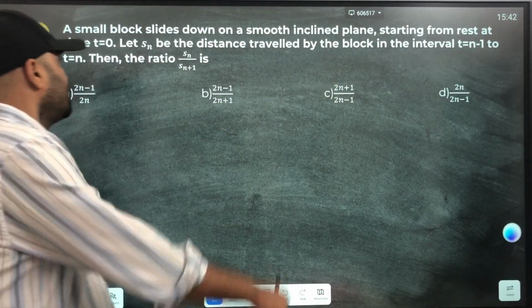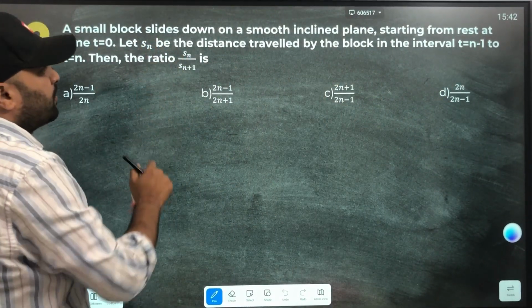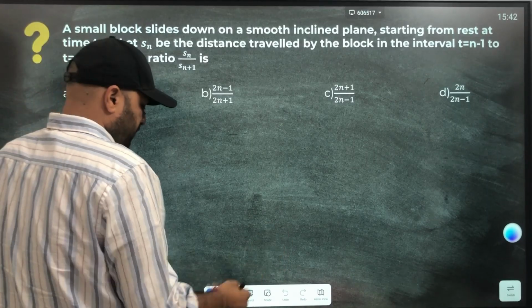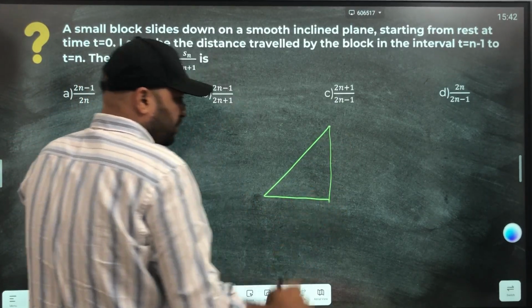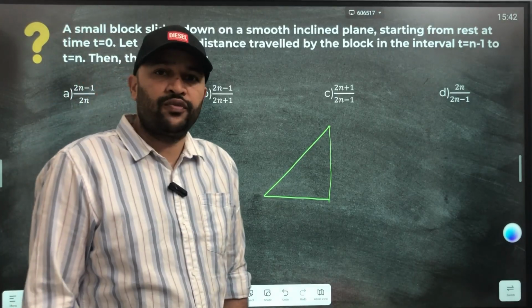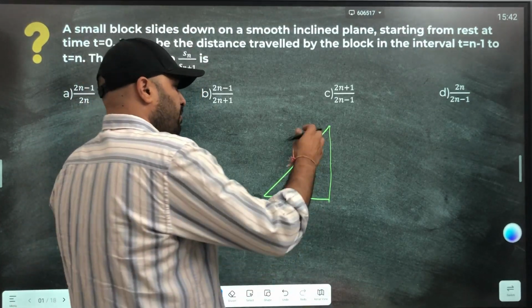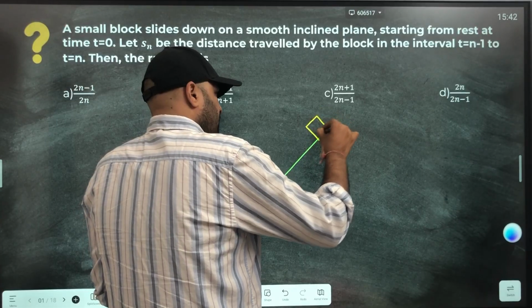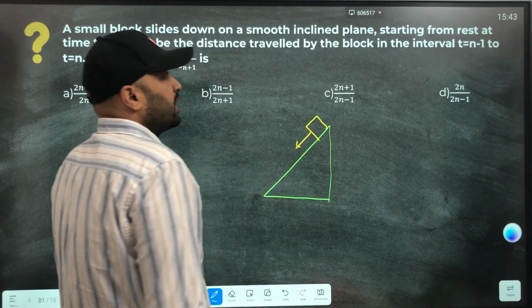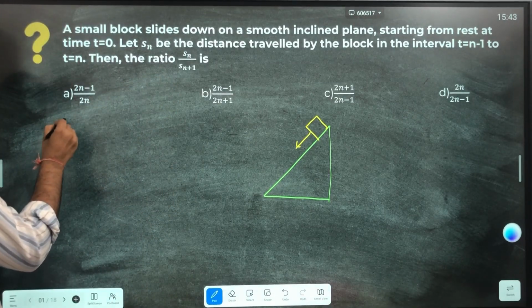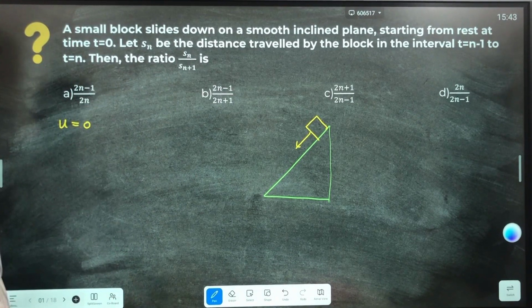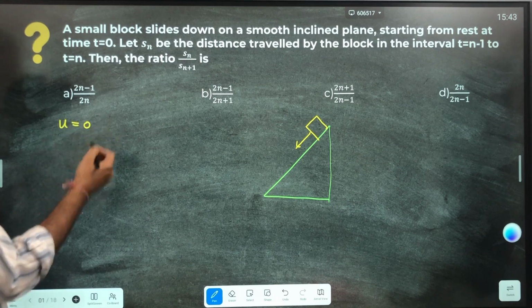Our next question says, a small block slides down on a smooth inclined plane. So let me first draw an inclined plane. Let's say this is a smooth inclined plane. Smooth inclined plane means no friction here, right? And we have a block over here and this is sliding down, starting from rest as per the question. So initial velocity u is nothing but 0 at t equal to 0. So this is the initial time.